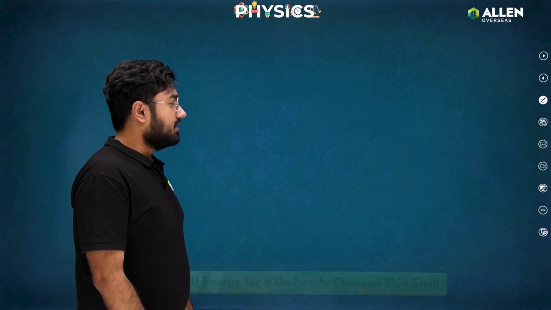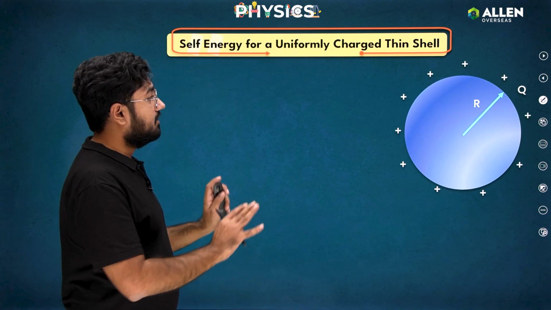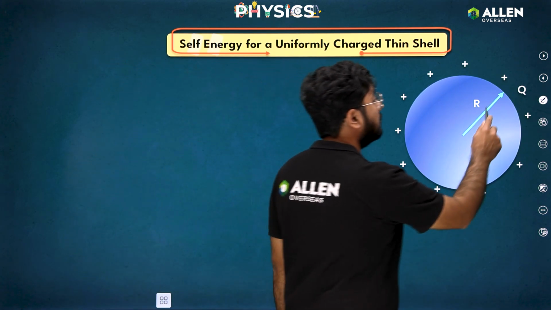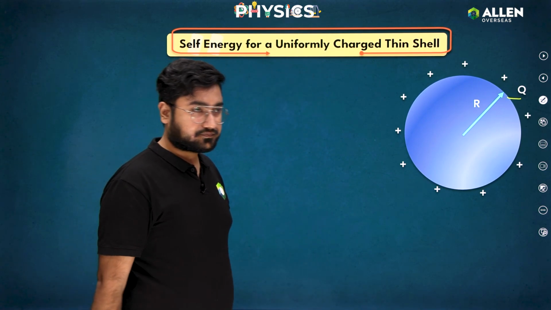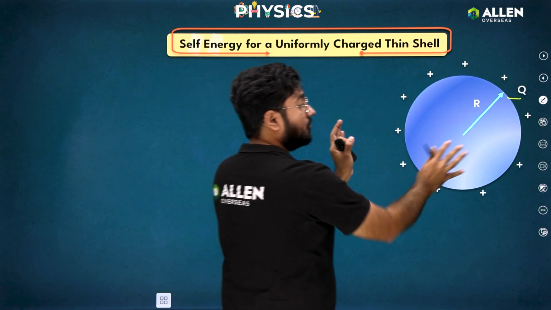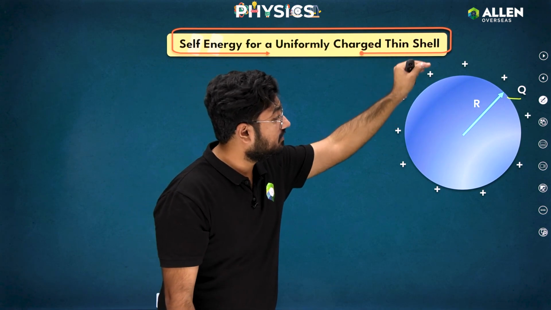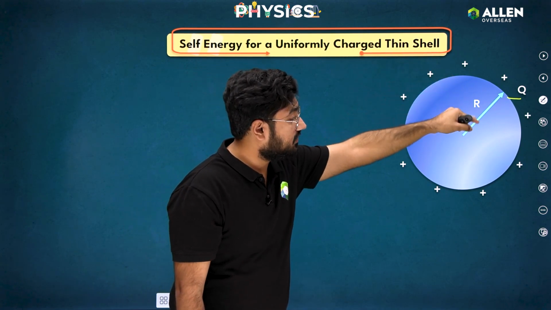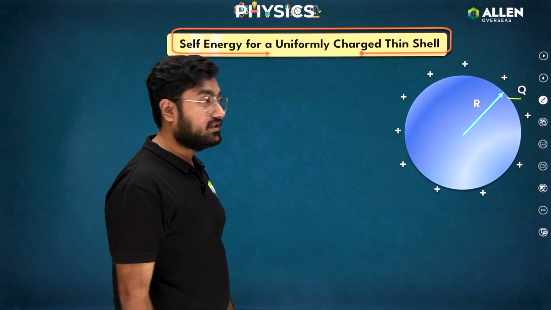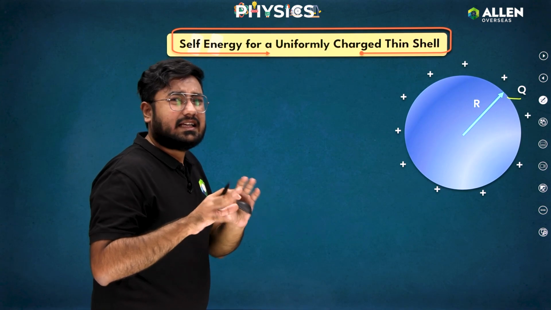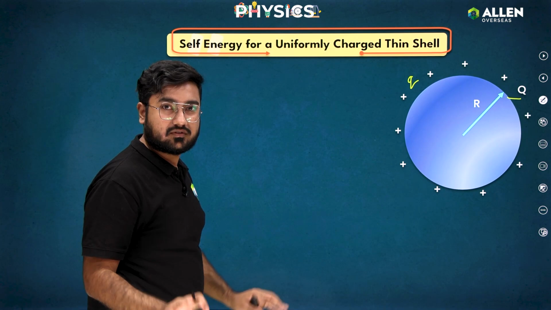Let us consider a thin shell and try to charge it to capital Q. Initially, suppose this is uncharged and I will be bringing a small charge from infinity and keeping it onto this thin shell. So the charge on this shell is going to increase. At any instant, suppose the charge is q.